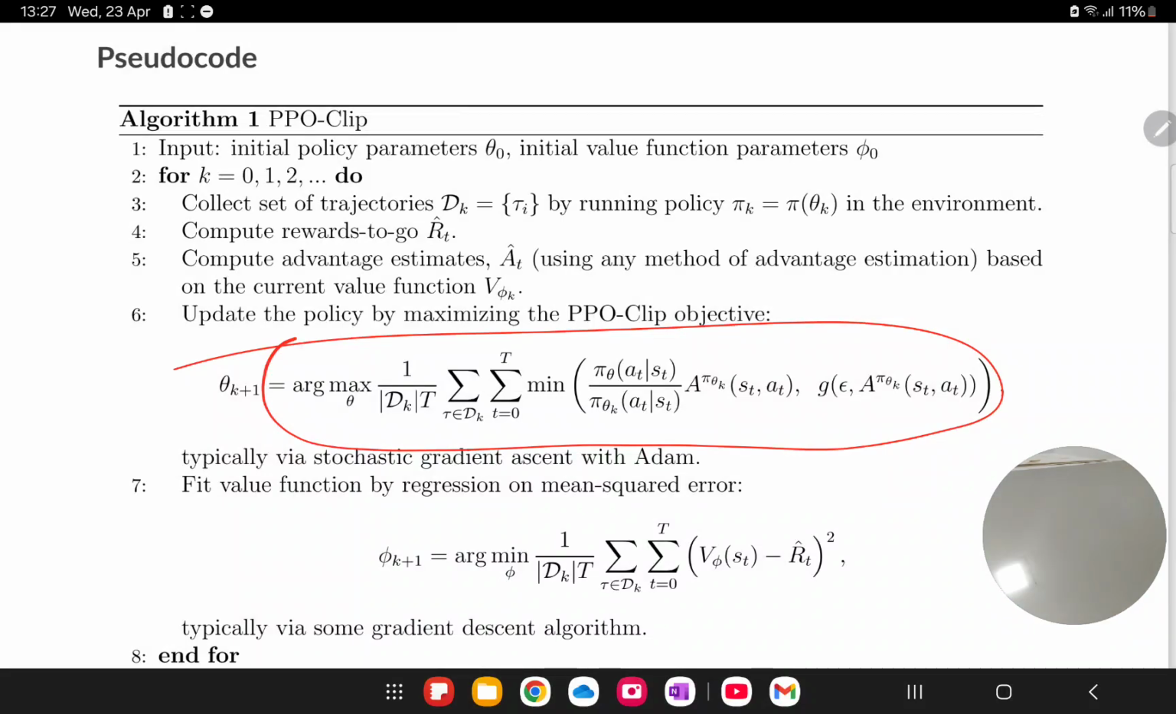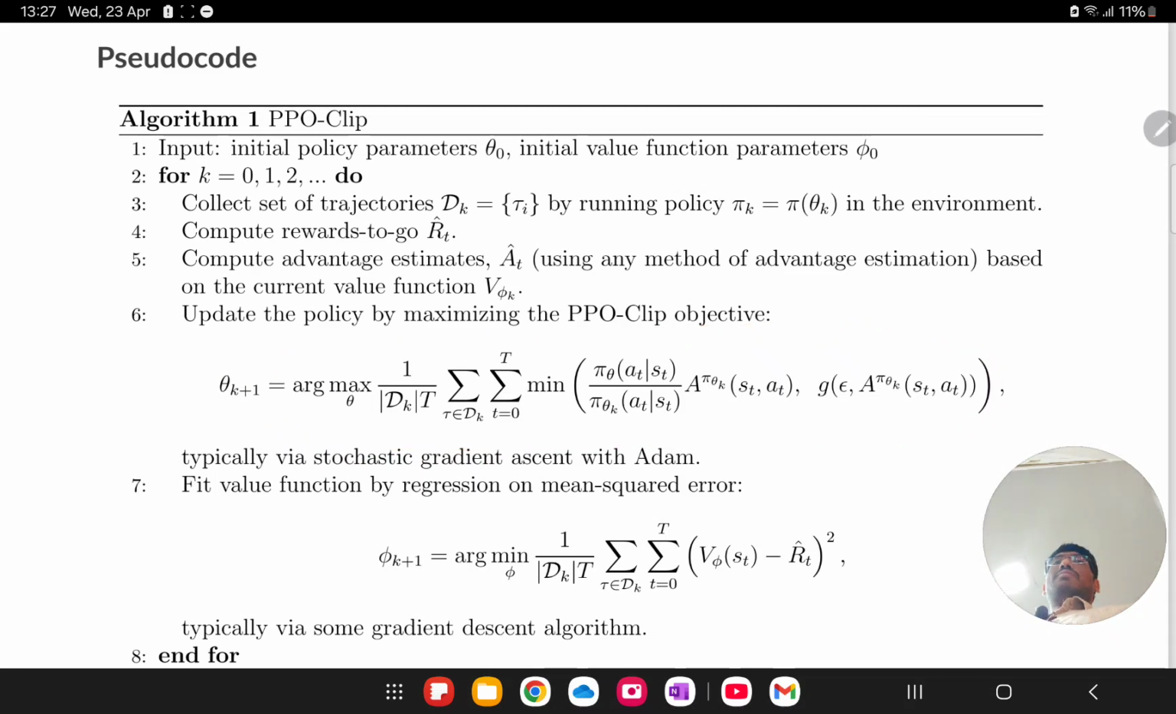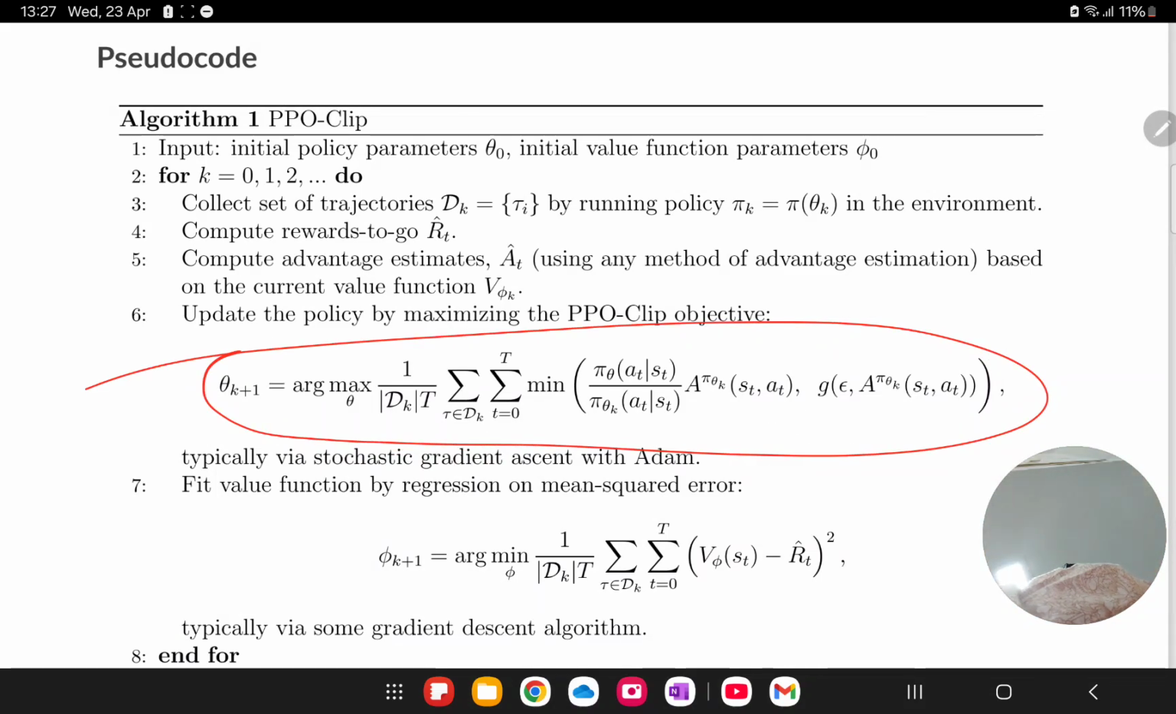So you can see that this is an on-policy algorithm. Why? Because to do this policy update, what samples are you using? All these samples are collected from your current policy, right? So this is an on-policy algorithm. You are not reusing your previous data which was collected from the theta k minus 1 policy.